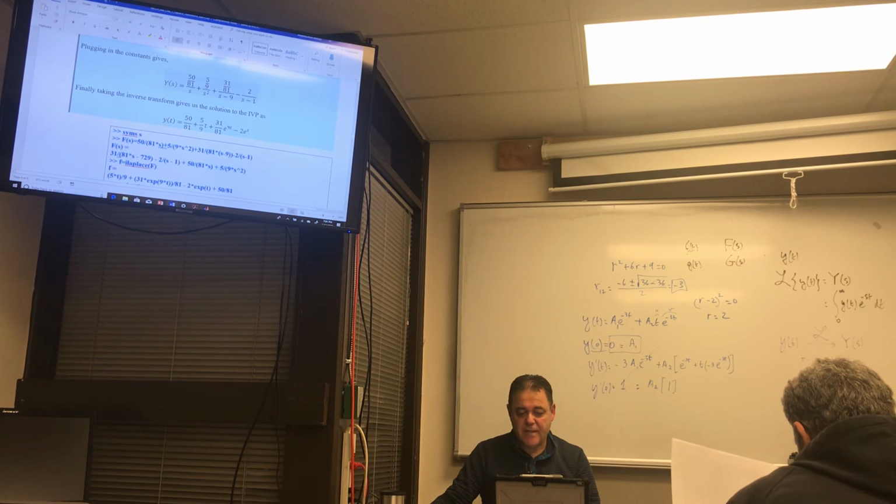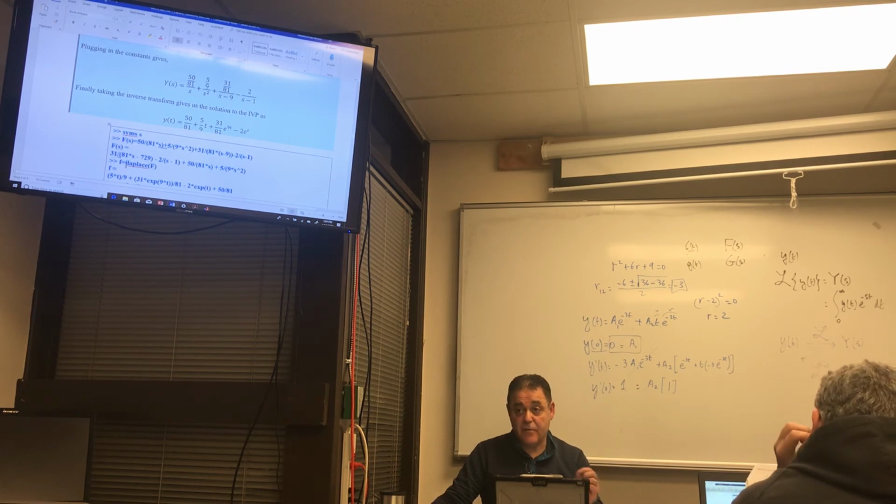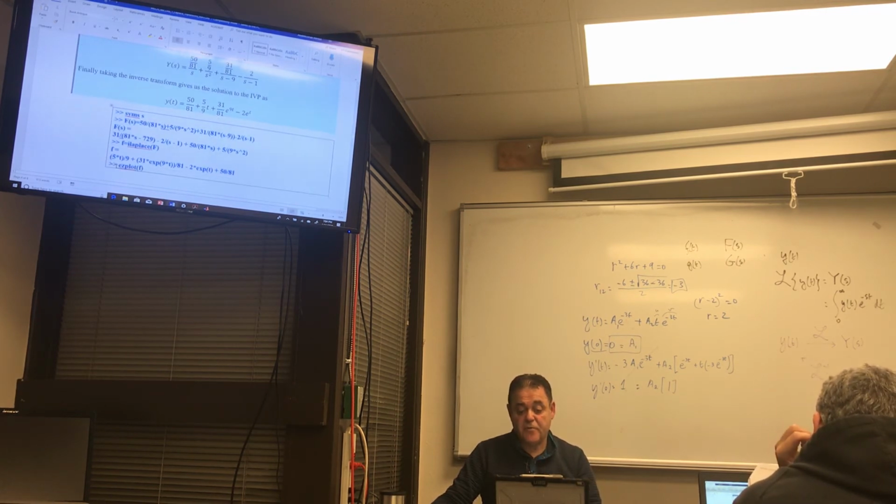In MATLAB, what I entered is this function right here: 50 over 81 s plus 5/9 s squared, F of s. And then the little f is simply ilaplace, that means inverse Laplace of F, which gives you immediately the function. It spits it out right there, which is exactly what we have here.